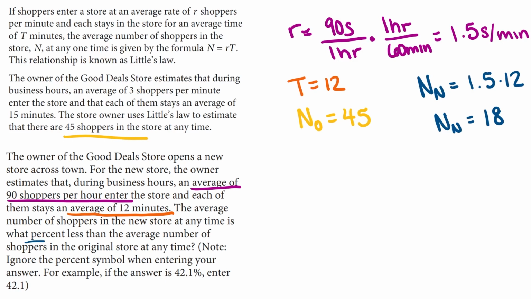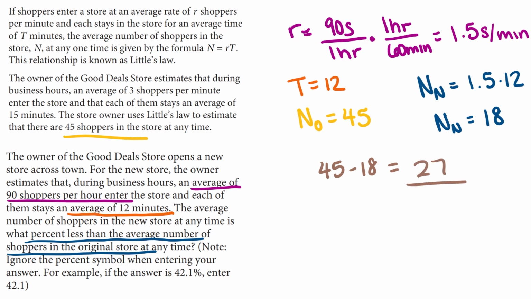We want to find the percent less than the average number in the original store. So what we need to do is find the number that is less. So we'll start by subtracting our two values. We know that there were 45 in the original store minus the 18 in our store. So that gives us a difference of 27 shoppers at a time. Divide that by the amount for the original store because we need a percentage, and that is equal to 60%, or our answer, which is just going to be 60. So there are 60% fewer shoppers in the new store than there are in the old store.